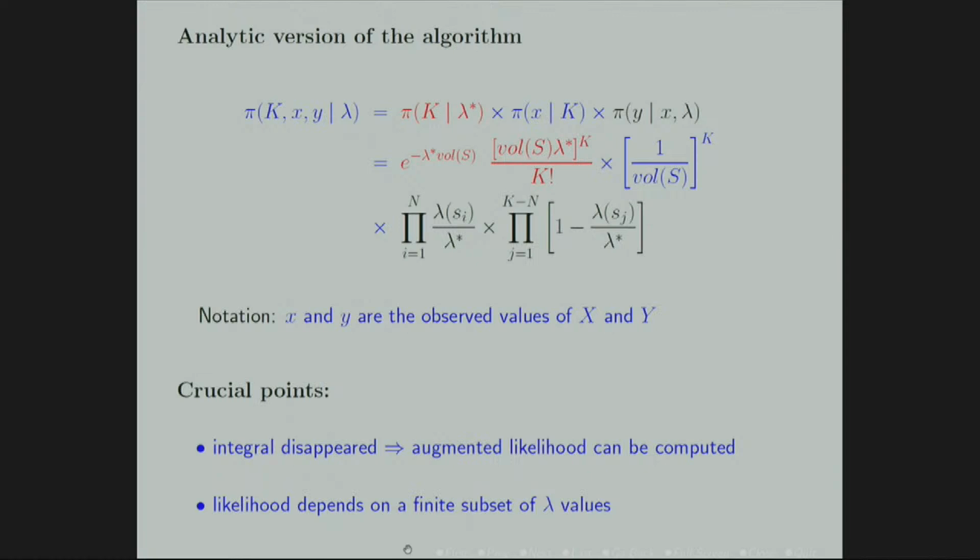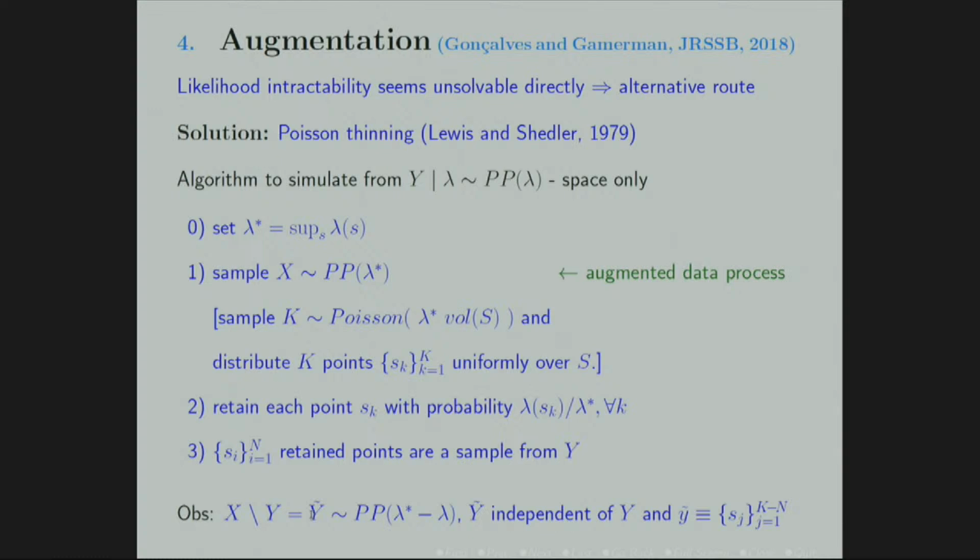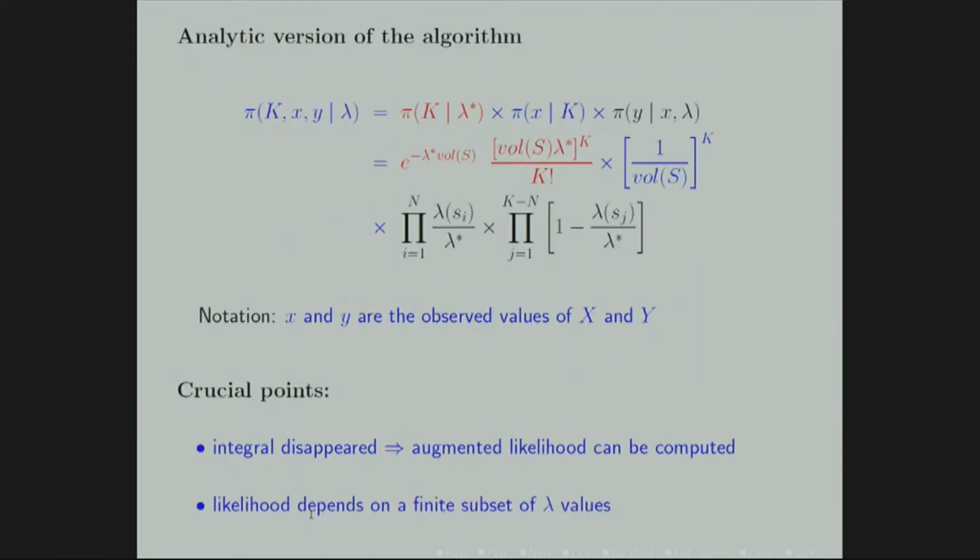This algorithm has an analytic version. The analytic version is a joint distribution of the data and the augmented process X, augmented by the Y. Here I call Y tilde the augmented part of the process. The joint distribution that describes this data follows exactly the algorithm. You sample K from the Poisson, then you sample X given K uniformly, and you have the acceptances and the rejected ones represented in this expression. That's the likelihood, the exact likelihood for the augmented data.